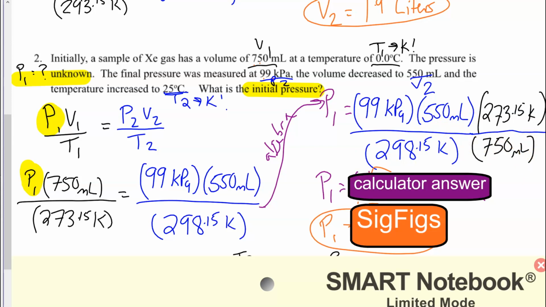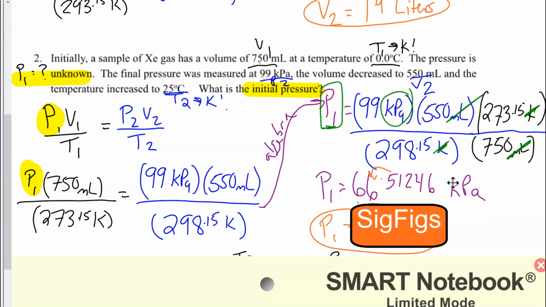Before you plug into your calculator, double check your units. Milliliters on top cancels with the milliliters on the bottom. Kelvin on the bottom cancels with Kelvin on top. We're left with kPa, which is what we want. Pressure is going to be measured in kPa. So plug all this into your calculator, take everything on the top multiplied, divide by everything on the bottom, and your calculator will tell you 66.51246 kPa.